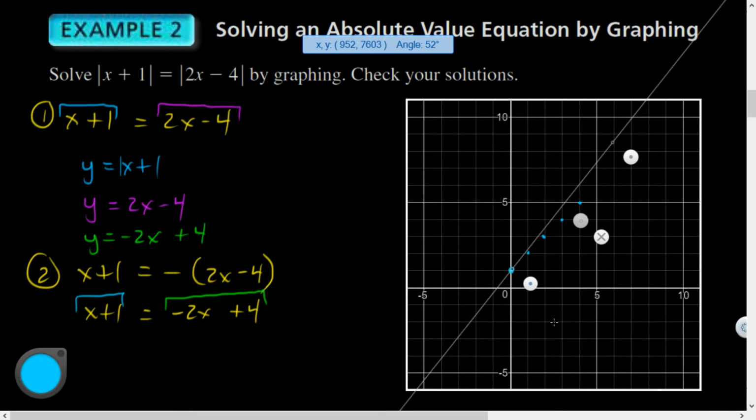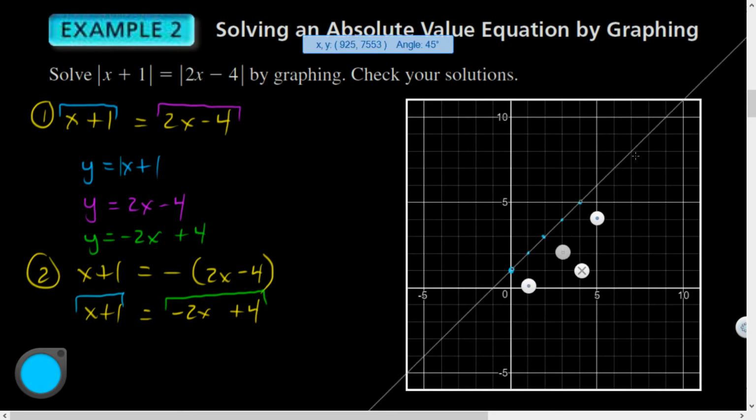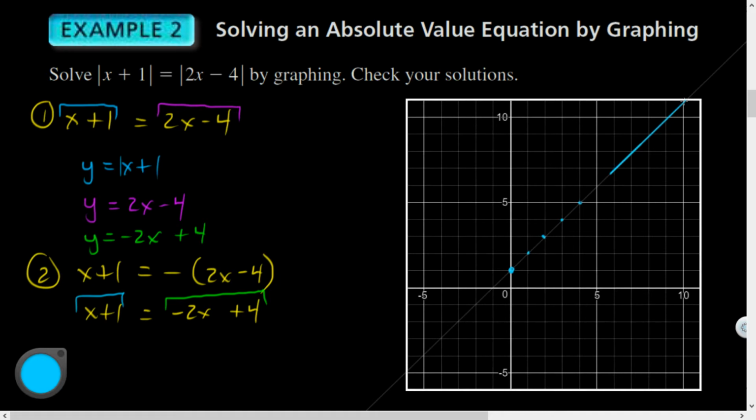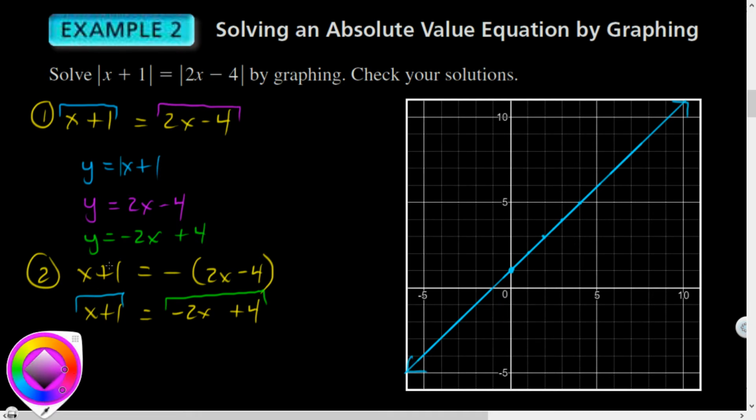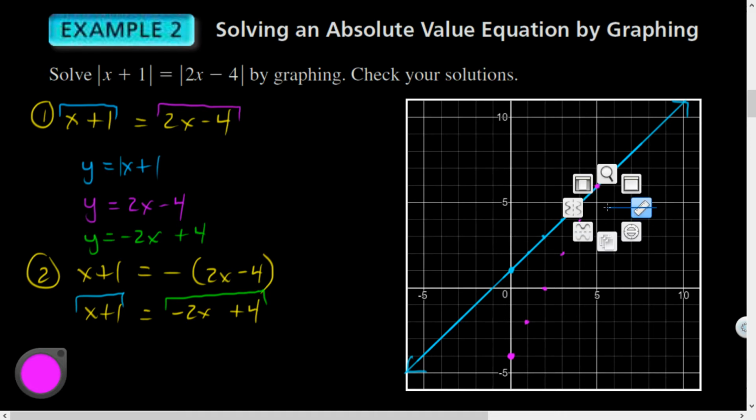I actually want to show you this the absolute value way later. Okay, so here we go. There's the blue graph. Now the purple graph: the y-intercept is at negative 4, with a slope of 2. So that means up 2 over 1, up 2 over 1, and so on. I think I found my first intersection here.